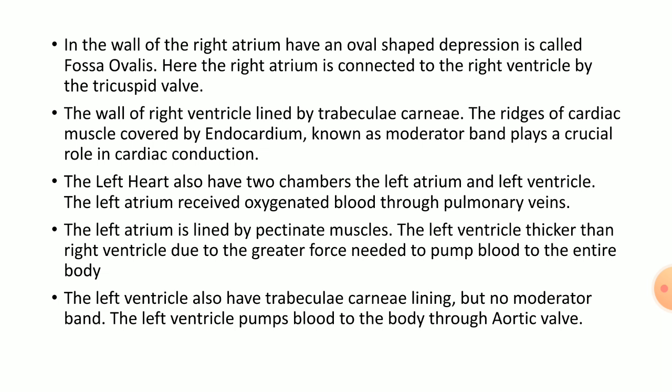The left heart has two chambers, the left atrium and the left ventricle. The left atrium receives oxygenated blood back from the lungs via the pulmonary veins. The left atrium is lined by pectinate muscles.